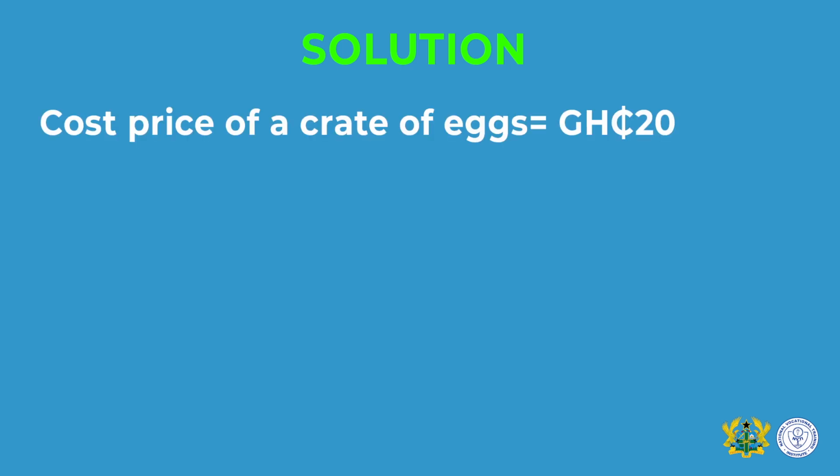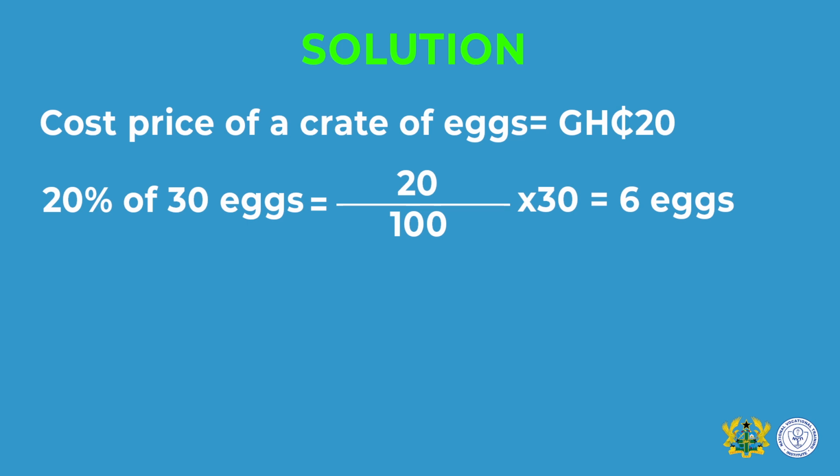Now, as you can see on the screen, the cost price of a crate of eggs that Abedu bought was 20 Ghana cedis. But we were told that 20% of the eggs got broken, but at the end he was able to sell the rest at 15 Ghana cedis per dozen. As can be seen from the screen, 20% of the 30 eggs, that is the crate, will give us 20 over 100 times 30, and that is 6 eggs. So this means that 6 eggs were broken.